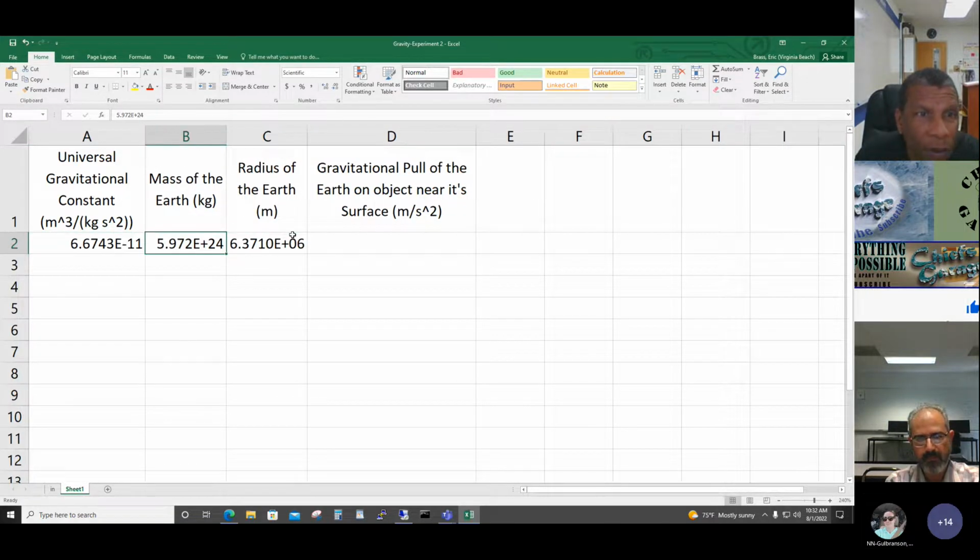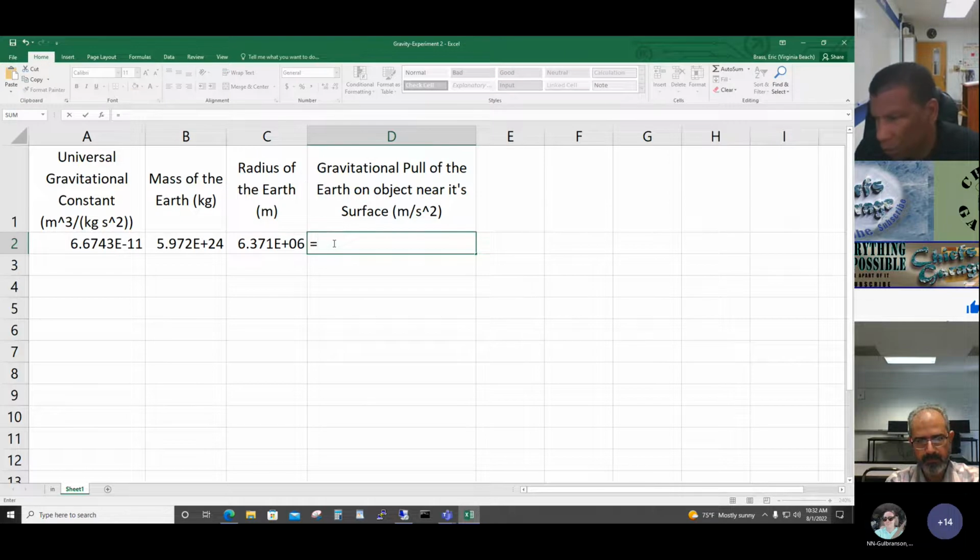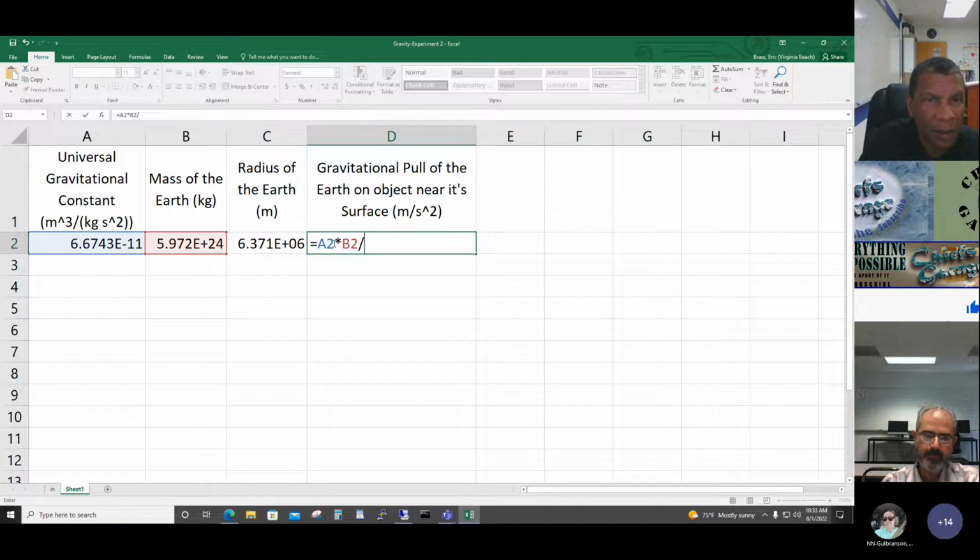So this one was only 3 significant figures, and this one was only 3 significant figures. Well, 4 significant figures, 4 significant figures, and then we had 5 significant figures for the universal gravitational constant. And because of that, we can only take 4 significant figures since that's the smallest one that we have. So our calculation is just going to be G, and that's this value, times the mass of the Earth divided by the radius of the Earth, to the second power.